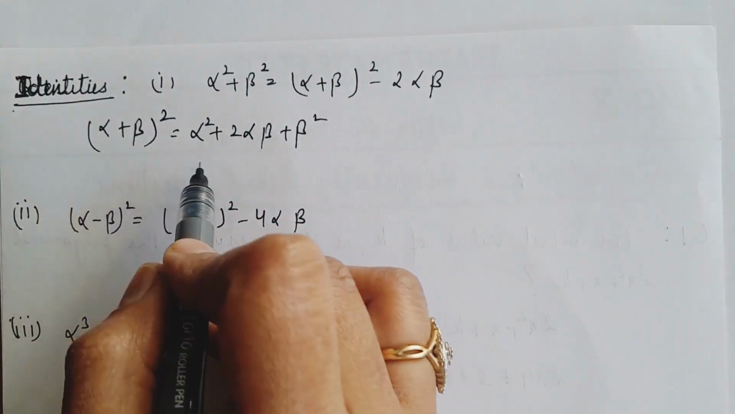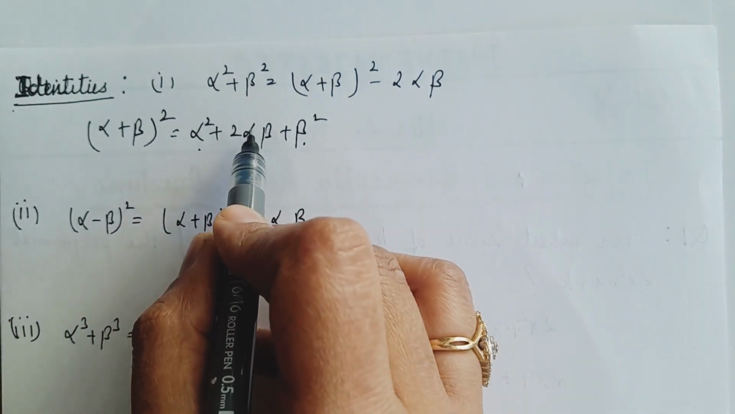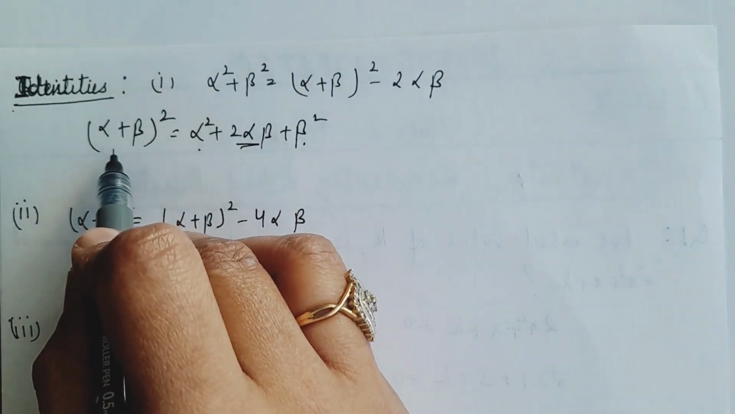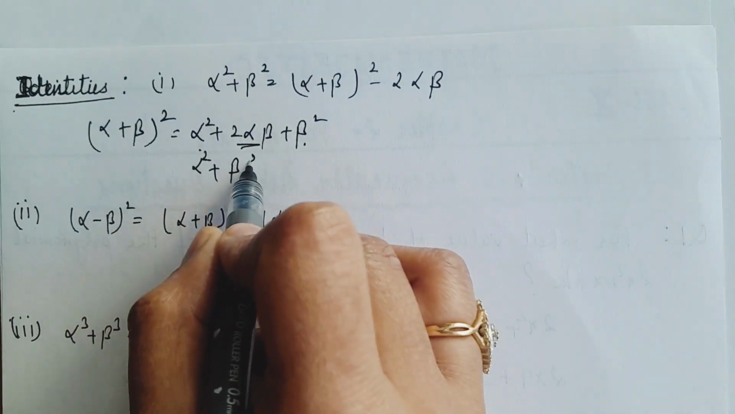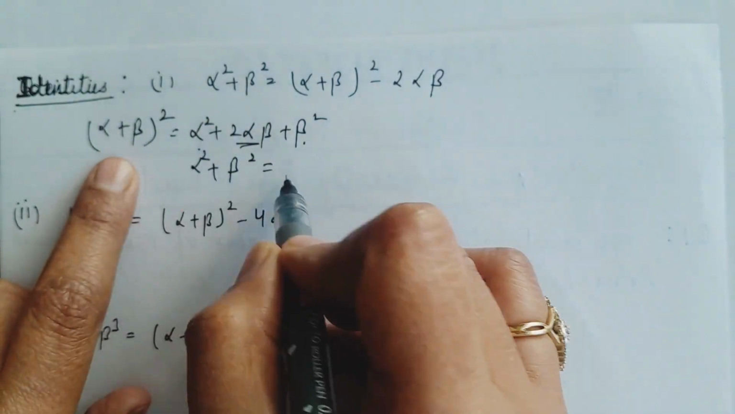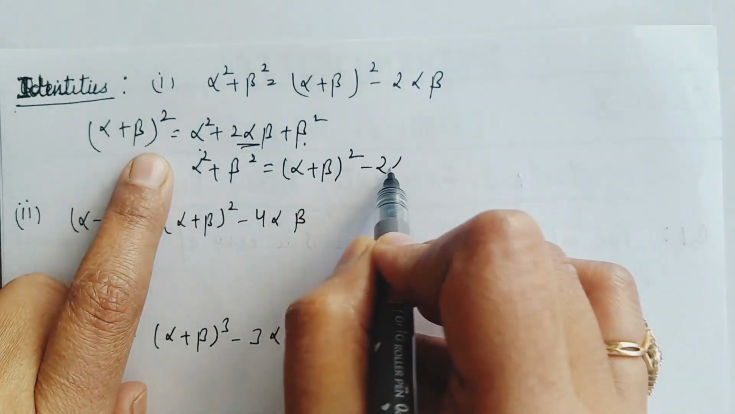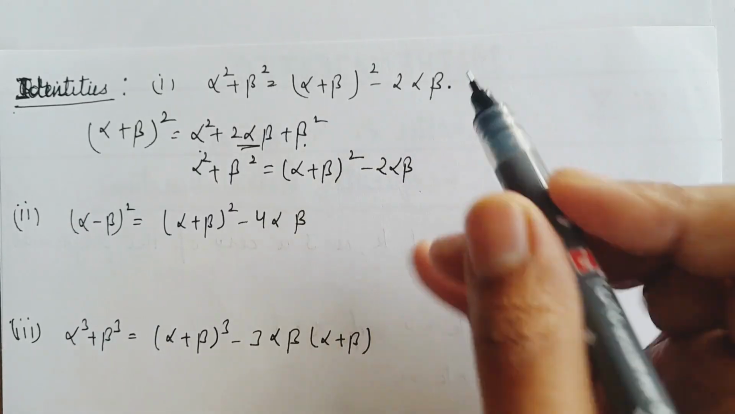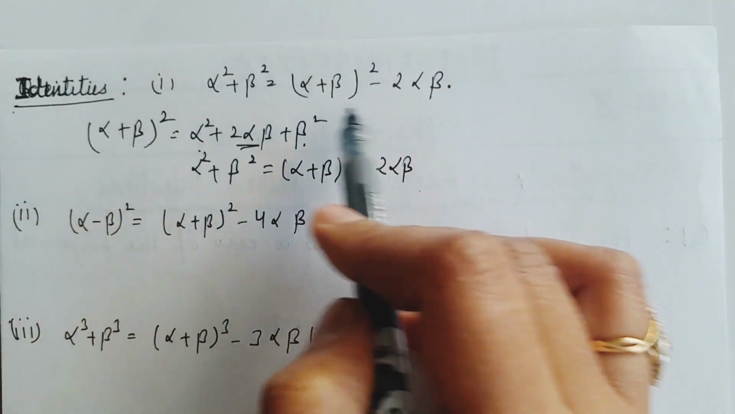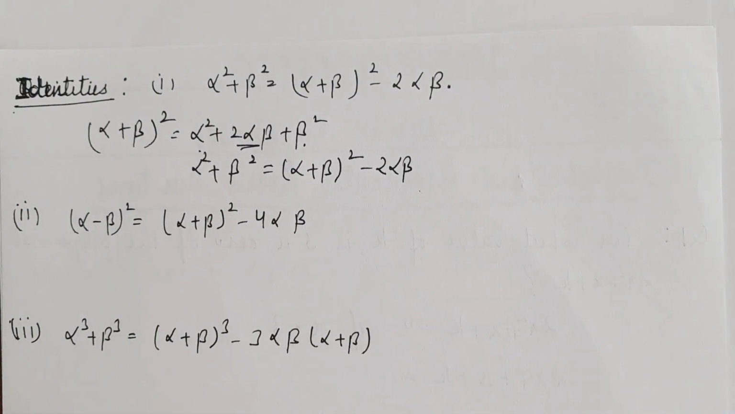So if we want to find out the value of alpha square plus beta square, we will take this 2 alpha beta to the other side. So that's what we have done. Alpha square plus beta square will be equal to alpha plus beta whole square, and 2 alpha beta shifted to the other side will be minus 2 alpha beta. That is this identity only. So when you have to find this out, you can use this. Now how we will apply this, and when we will use it, I will tell after the identities.